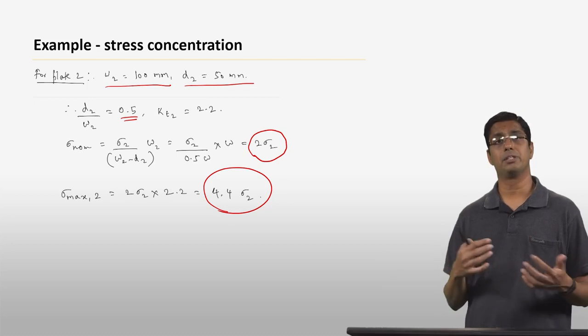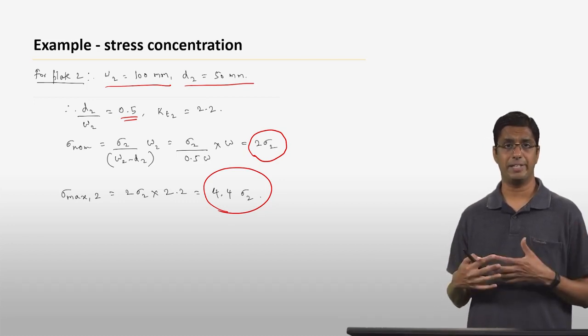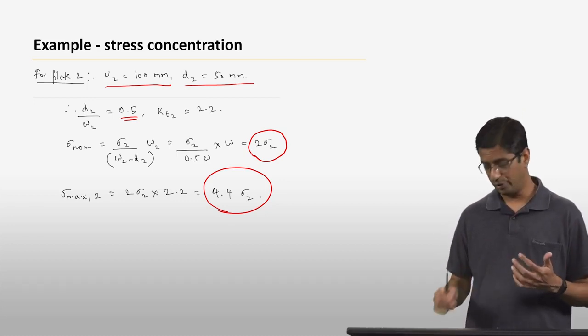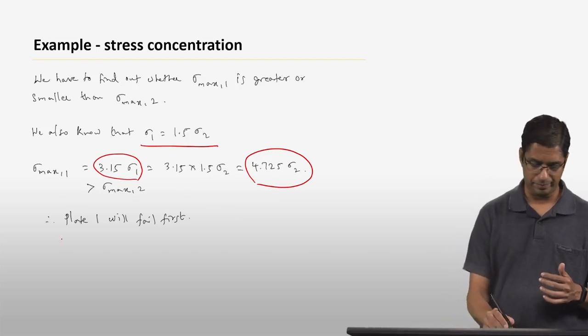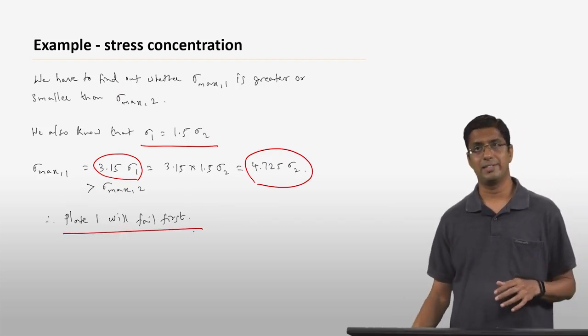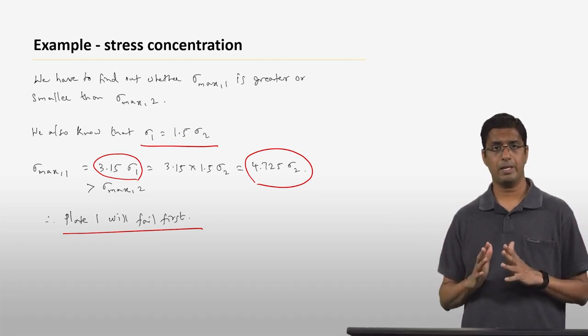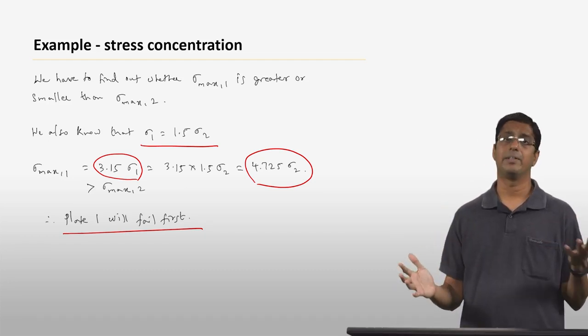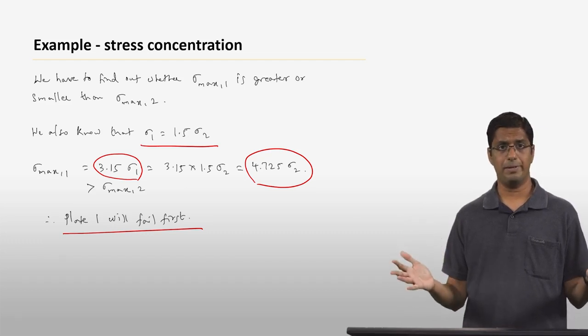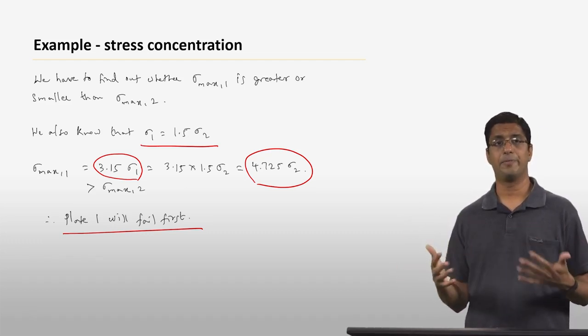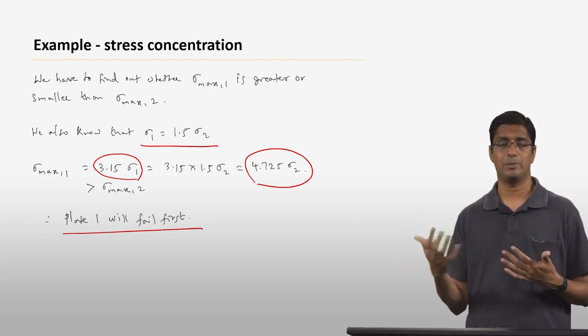So since these two plates are made of the same material, plate 1 is going to fail first. So that is our reasoning. Essentially what we did in this case was that we found out the maximum stress in both the plates, and then since these plates have the same material properties, we figure out which plate has the higher maximum stress, and that is the one that is going to fail.